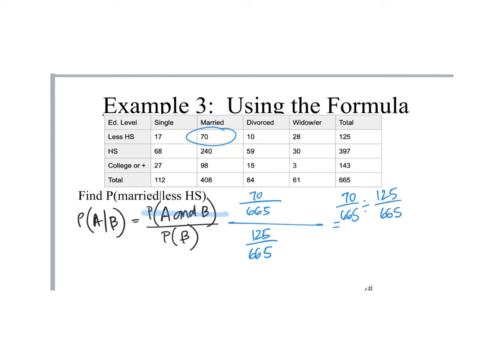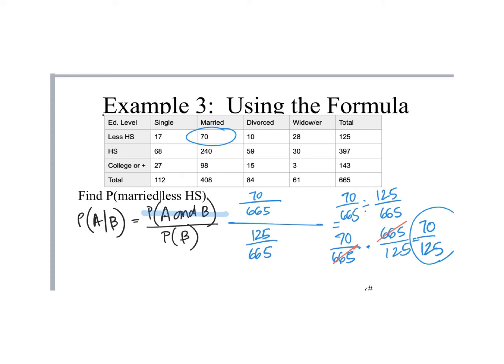Remember how to divide fractions? We take the first fraction, this becomes a multiplication problem, and we take the reciprocal. What happens when we take the reciprocal? We end up canceling out the 665, and now we end up with our fraction of 70 over 125. So you could calculate this the same way as if you just focused on what we did previously, which would make it a lot simpler. I'm showing you all this calculation so you understand the formula, but do you have to do that? No, you don't have to show all this work.